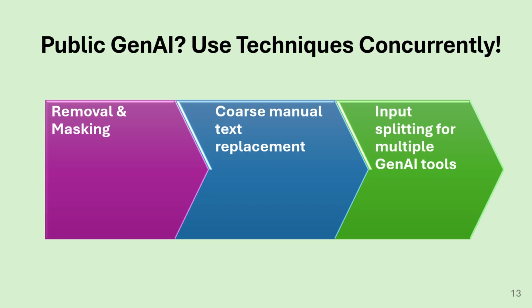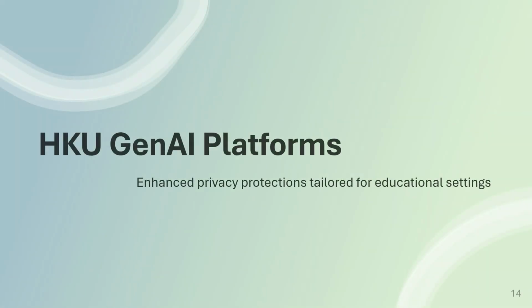But basically, if you are using a public AI program, meaning there's no encryption, it's not very secure, you're using it on Starbucks Wi-Fi, you probably want to do all 3. Right? If that data is very sensitive, we'll do all 3 together, concurrently. All right, that's pretty simple, right? Manageable. But then again, if you have better platforms, like at Hong Kong U, we do have some relatively more secure platforms.